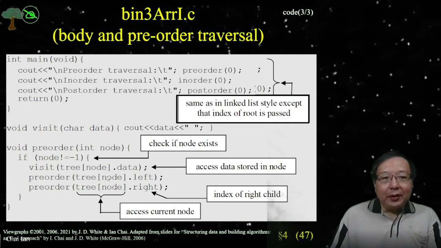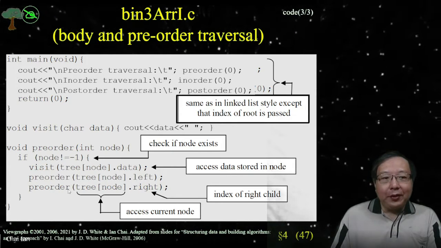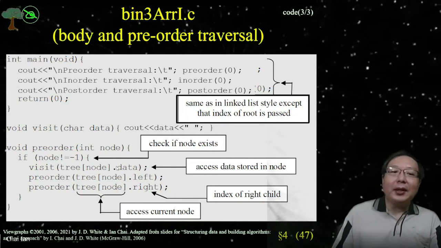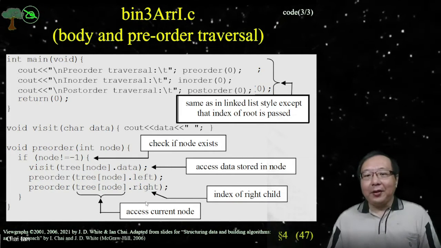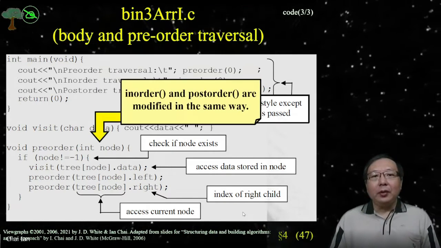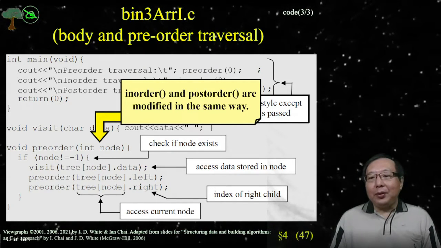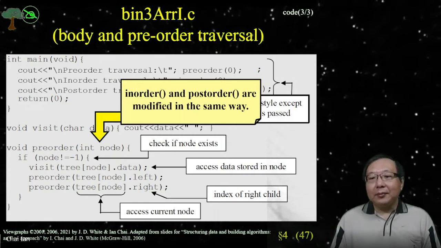And the pre-order 3 node left, pre-order 3 node right. So it's very similar except that the pointers are all gone. For the in order and post order, we do exactly the same thing. Okay.